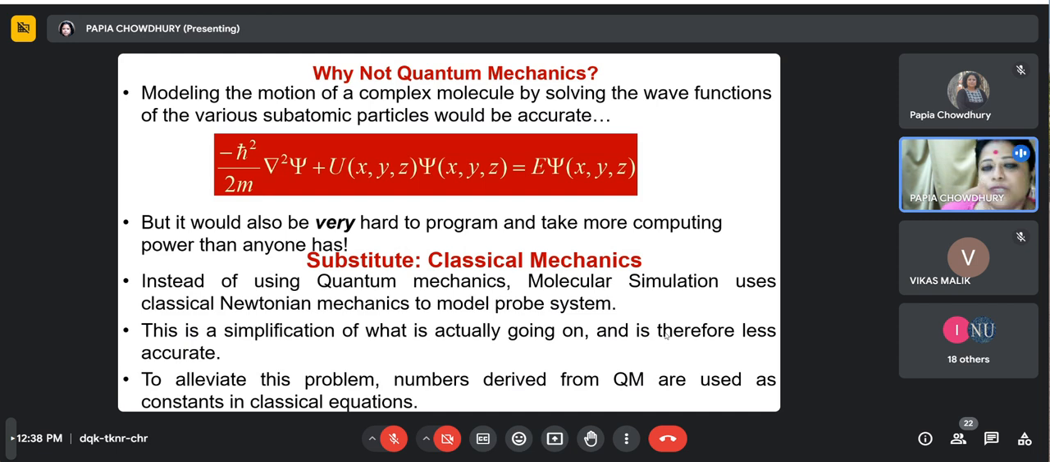So instead of using quantum mechanics in molecular simulation, we use normal classical Newtonian mechanics to model the probe system, the system which we want to know. It is a simplification of what is actually going on, and it is therefore less accurate. We have to keep in mind that it is not as accurate as the quantum mechanical result we get from the Schrodinger equation. Now, from quantum mechanics we generally get some constant terms, which are going to be used for our molecular model in the molecular simulation.